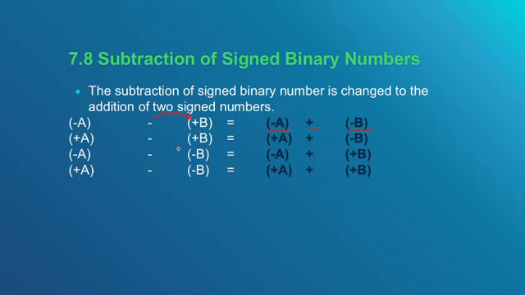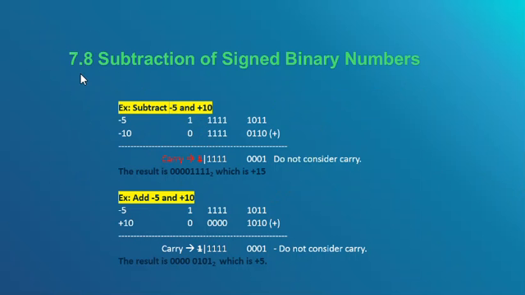Similarly, I have plus a minus b, so take this minus inside and bring the plus outside, and it becomes a plus minus b. Similarly, if you have a minus minus, these two will be converted into plus. So this is how you will perform subtraction of signed binary numbers. Let us see the first example.